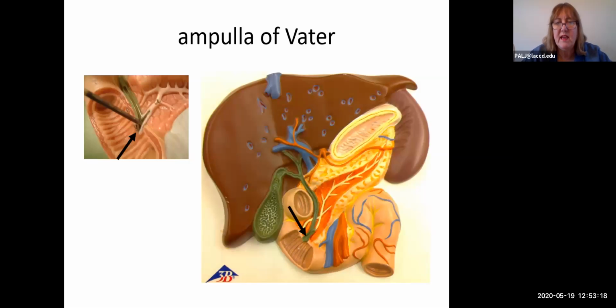Now, the main pancreatic duct, if you look at this big picture, starting in the tail, going all the way through the head, is going to join up with this green duct here, and together the two of them will dump their contents into the duodenum through this opening known as the ampulla of Vater. So you can see it in both of these pictures, the ampulla of Vater.